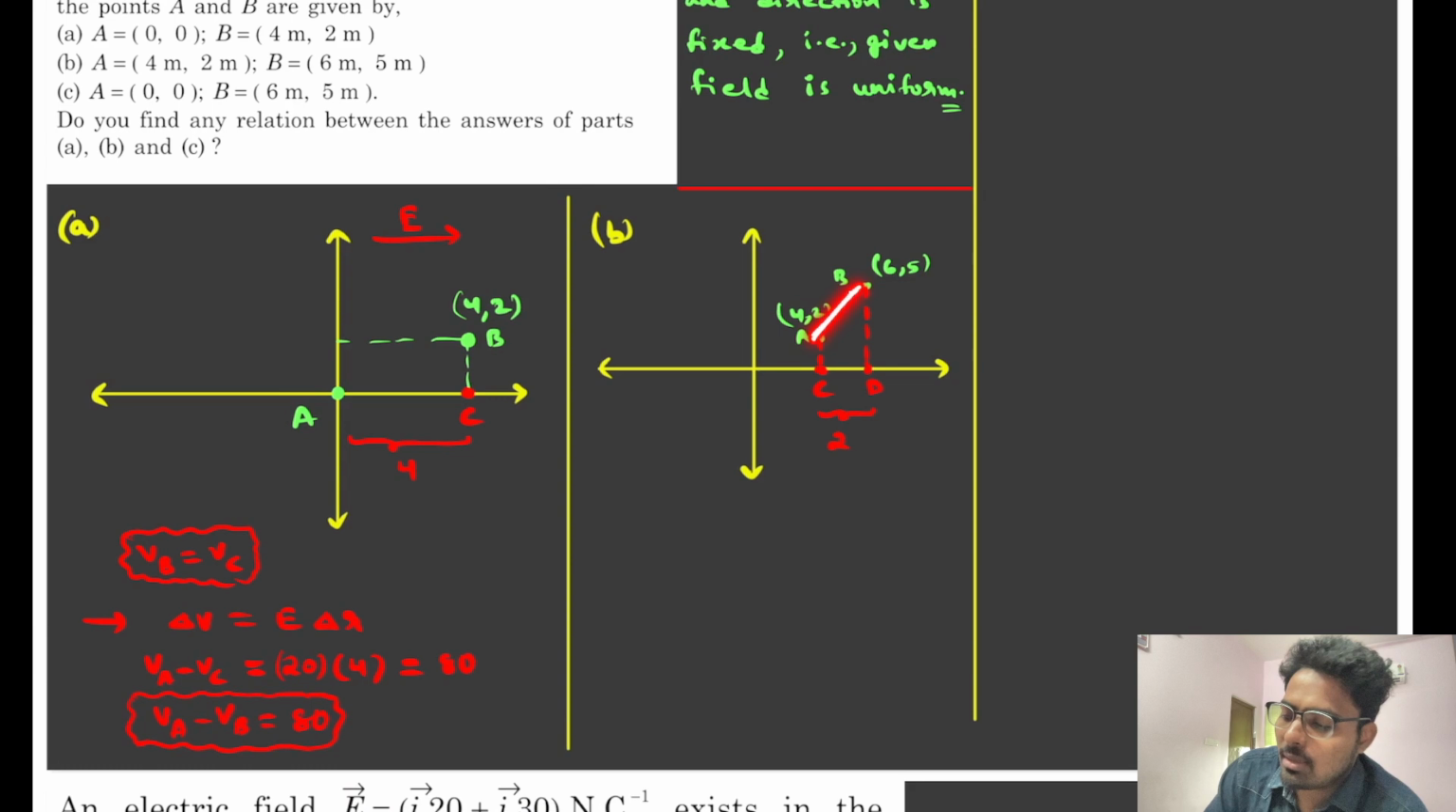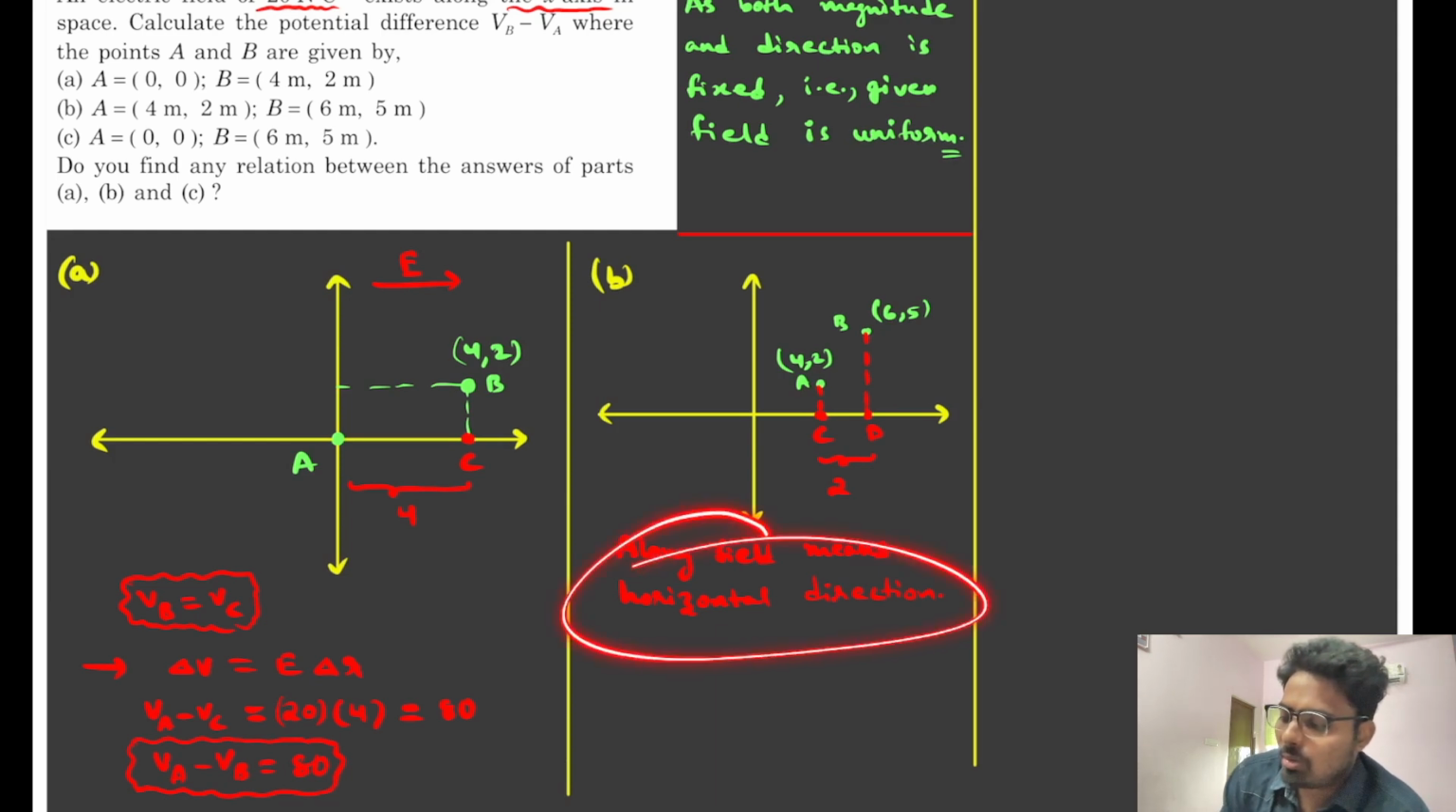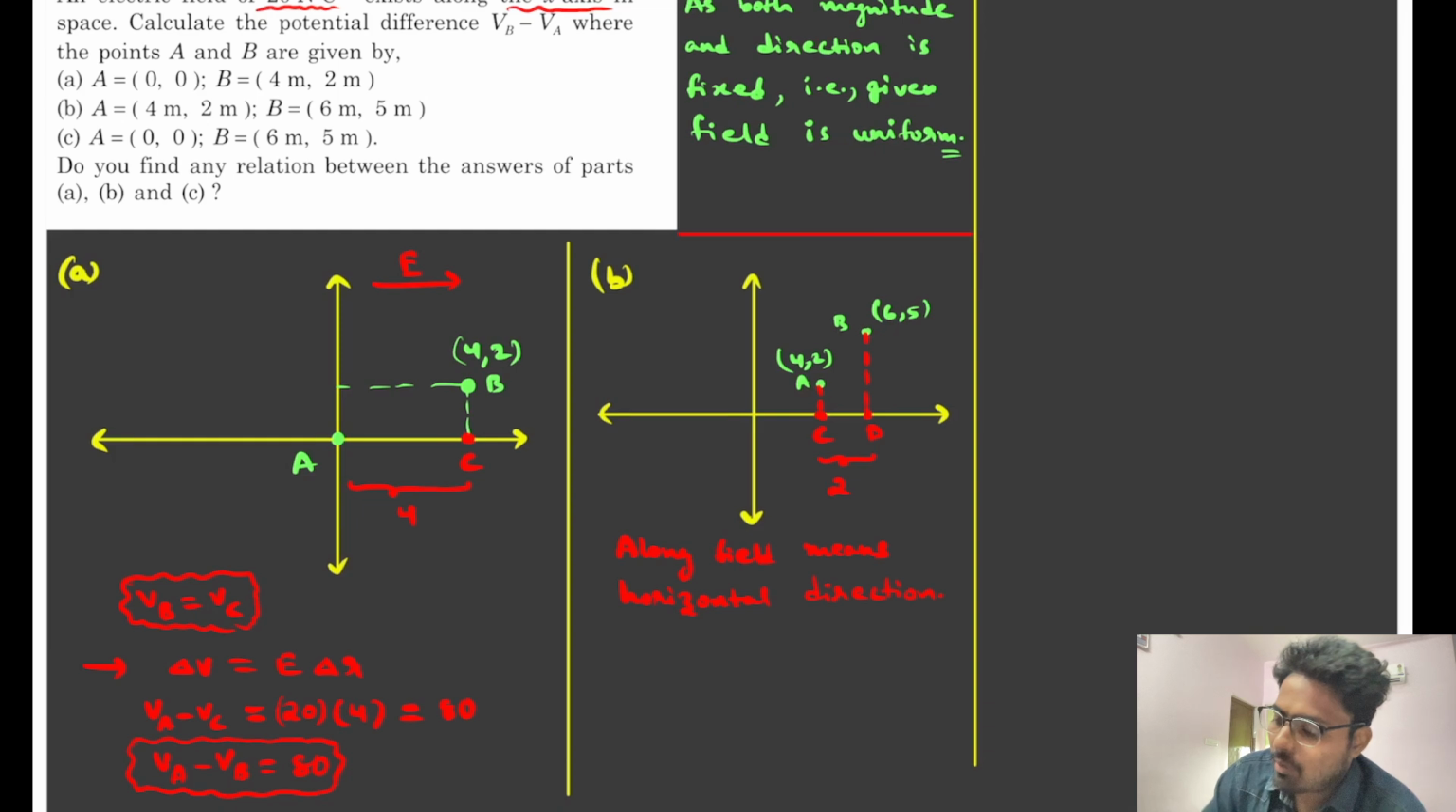You need to understand this is not along the field direction. Along the field direction means the horizontal direction. Along the field means horizontal direction. So if it is in the horizontal direction, I can simply find the value of delta V.